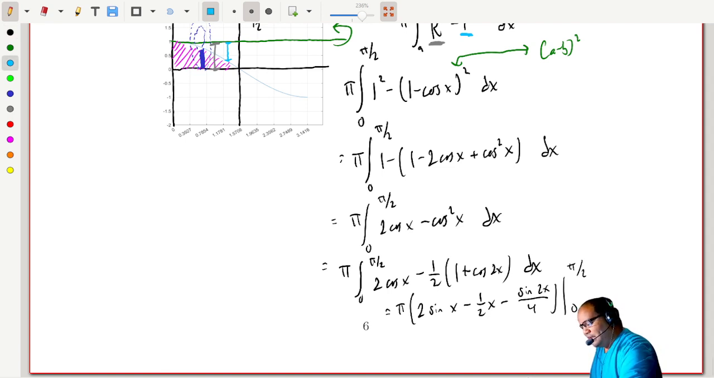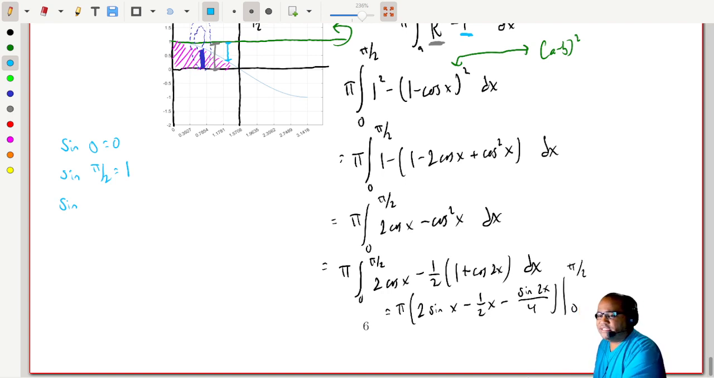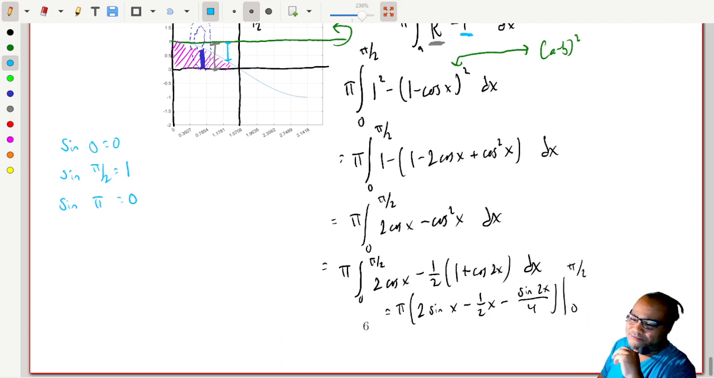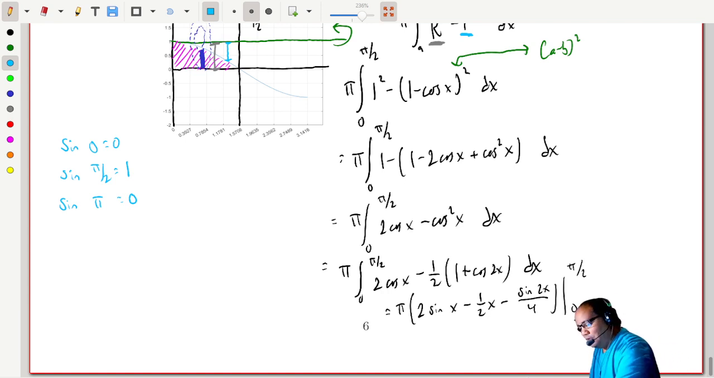So we have some facts here. Sine of 0 is equal to 0. Sine of pi over 2 is equal to 1. And I'm going to need sine of 2 pi because I have a sine 2x there. So sine of pi, 2 times pi over 2, is 0. We would have 6 evaluations here. 4 of them dropped out to 0. Isn't that useful, when you do all that work?